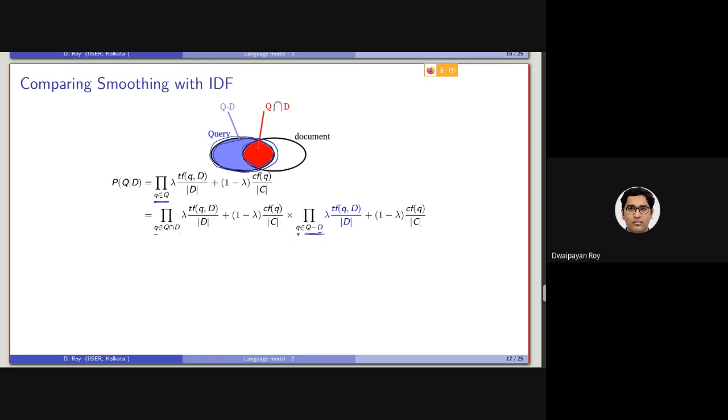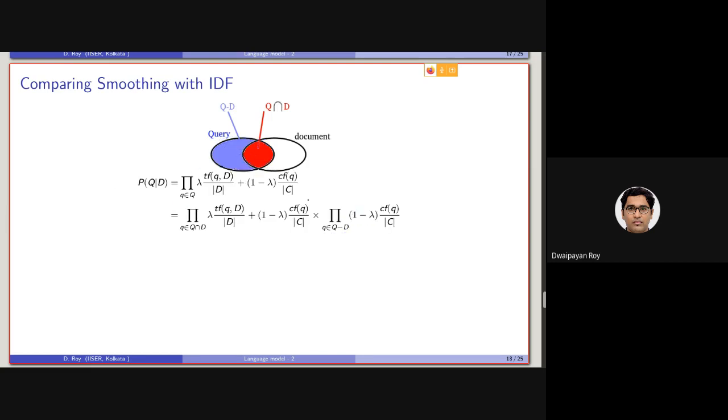So that query term is occurring in the query but not in the document. So this part. What will be the term frequency of that query term in the document? Zero. Correct. So it is not occurring in the document. So this entire part will become zero. So what we'll be ending up with is that part cancelled. We'll be ending up with only this. Okay.